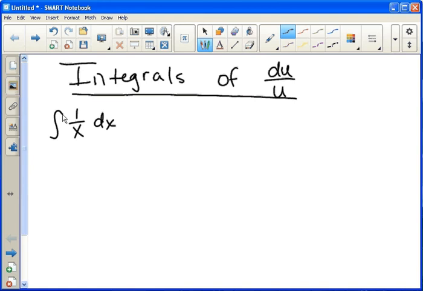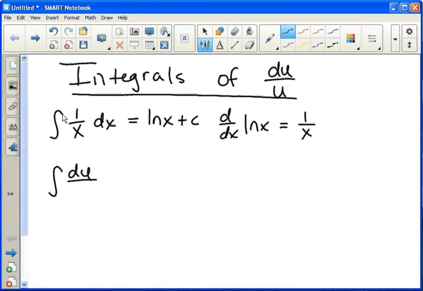So like I said, if you think about just going backwards, we know the derivative of the natural log of x is equal to 1 over x. So it stands to reason then that the antiderivative of 1 over x is the natural log of x, plus c, of course. So that's the rule for integrals. Integral of 1 over x dx is the natural log of x, and the integral of du over u is the natural log of the absolute value of u plus c.